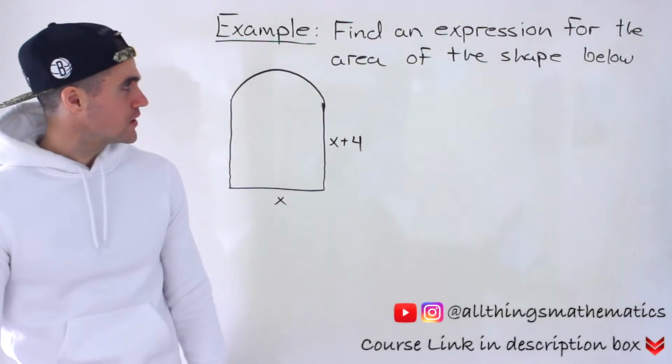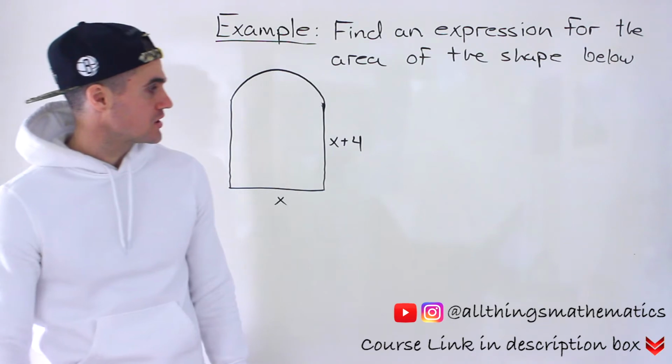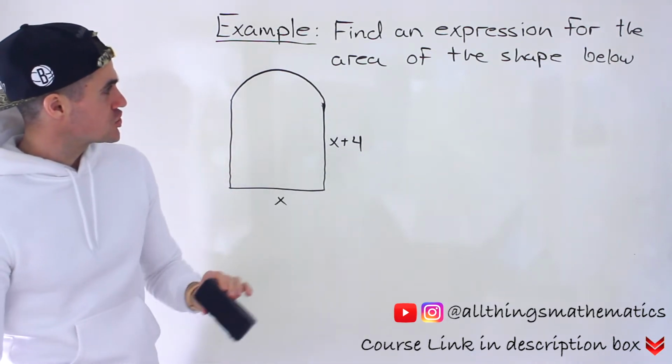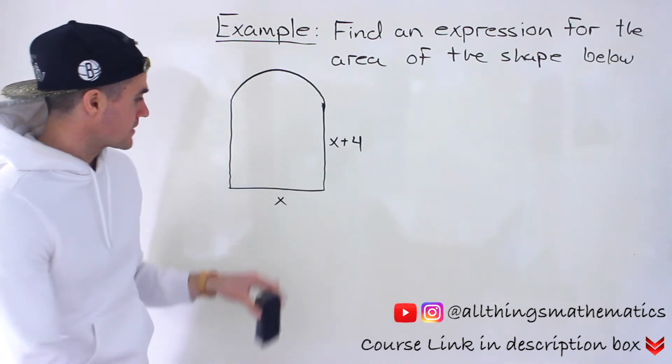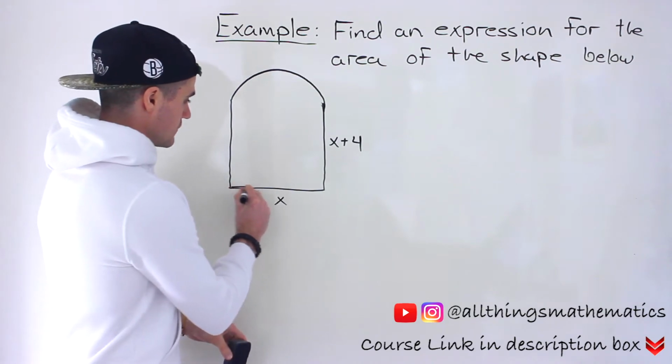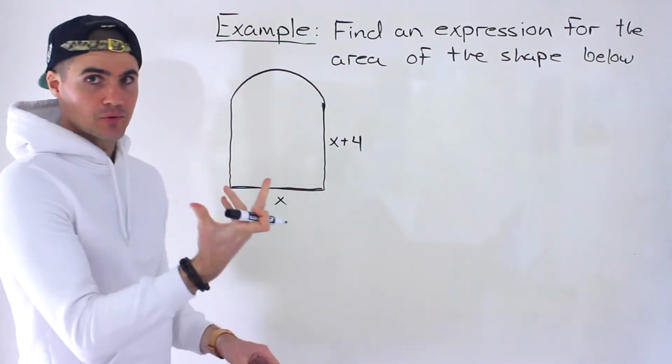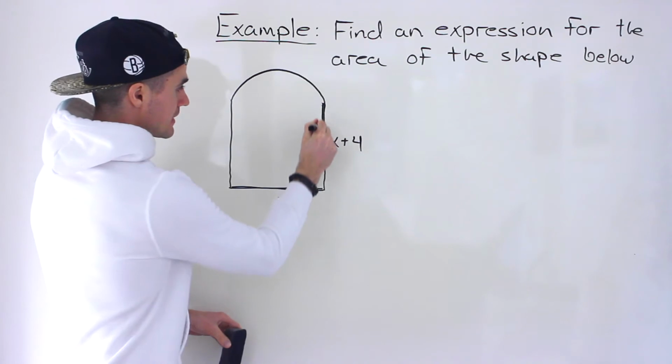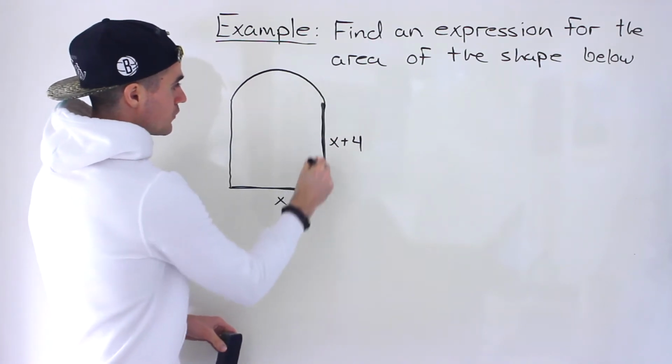Moving on to another question. So we have to find the expression for the area of this shape over here. So we have x, which represents the length of this side over here, and then we have x plus 4, which represents the length of this side over here.